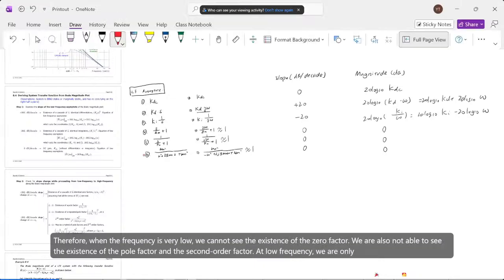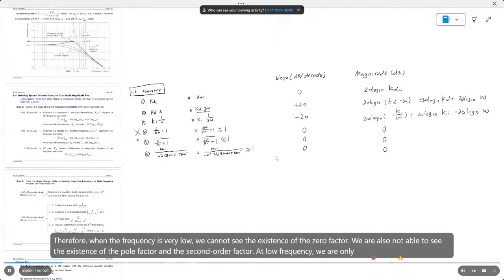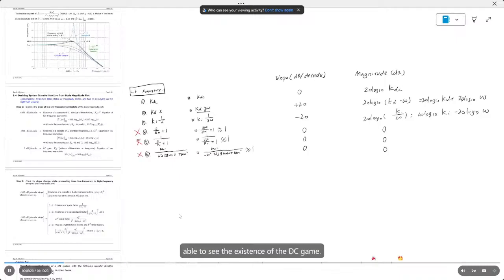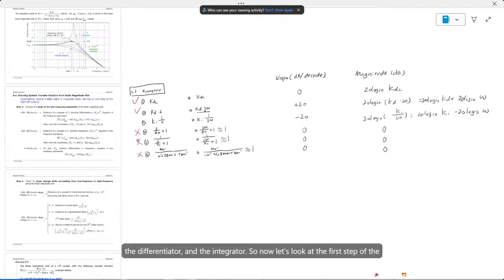Therefore, when the frequency is very low, we cannot see the existence of the zero factor. We are also not able to see the existence of the pole factor and the second order factor. At low frequency, we are only able to see the existence of the DC gain, the differentiator, and the integrator.